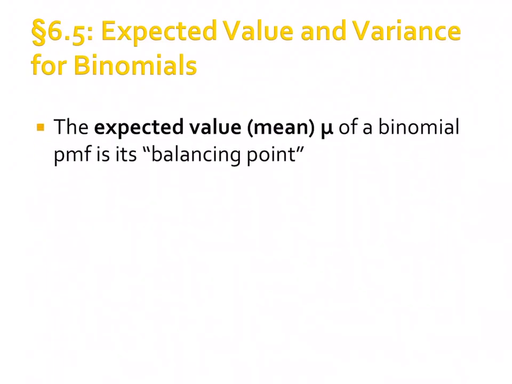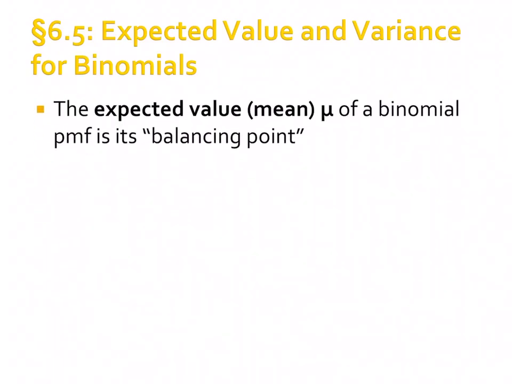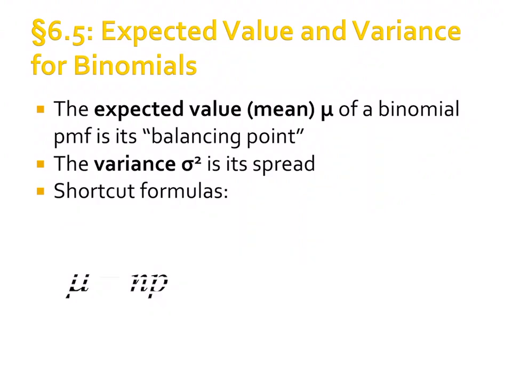So 6.5 talks about expected value and variance for binomials. So the expected value is the mean. Remember, expected value, mean, mu of a binomial PMF is its balancing point, average, and the variance, sigma squared, is its spread. So here are the formulas you'll need to know. Anytime you want to figure out the mean for a binomial, you take your n and you multiply it times p, and that will give you your mu.